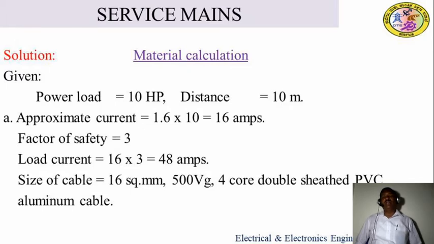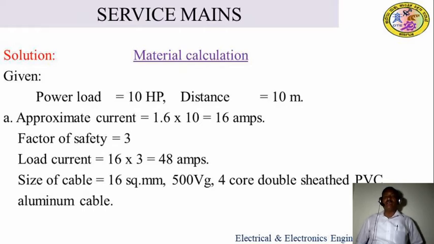In the previous method I used I is equal to P divided by root 3 V cos phi into efficiency, where I assumed all the values. If they are not mentioned in the problem, I assume the values and solve for the current. Sometimes they may be given, so students should not get confused. If they are given, then you have to take the given values the same as the assumed values and find the current.